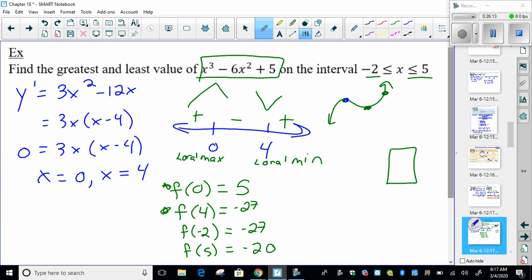So what I end up having is my least values. There's two of them. It's possible that that happens. So my least values occur at -2, -27, and at 4, -27. My greatest occur at 0 and 5.